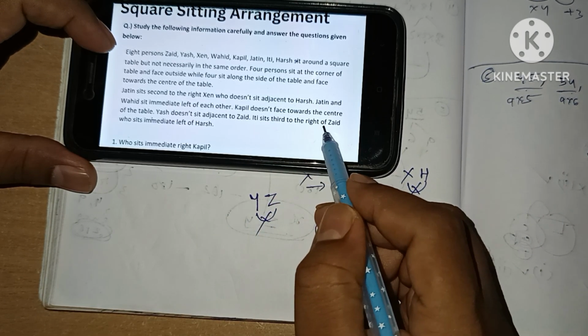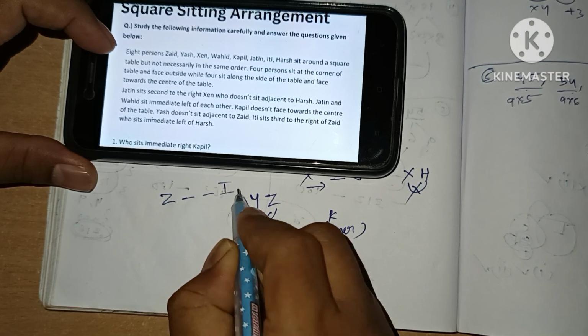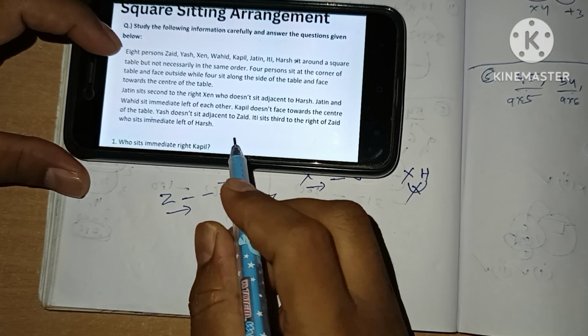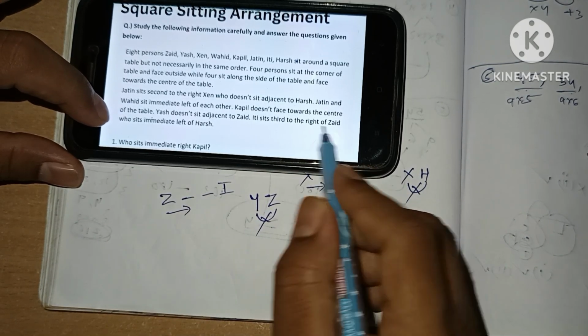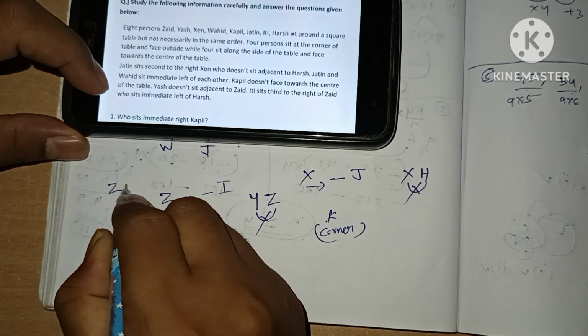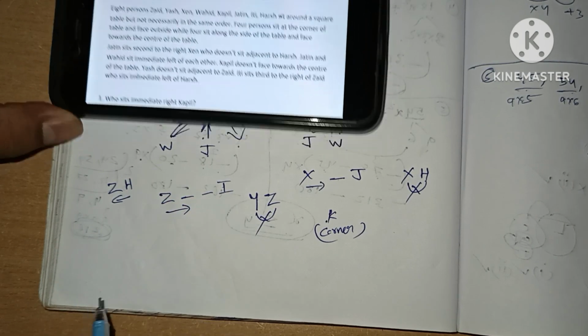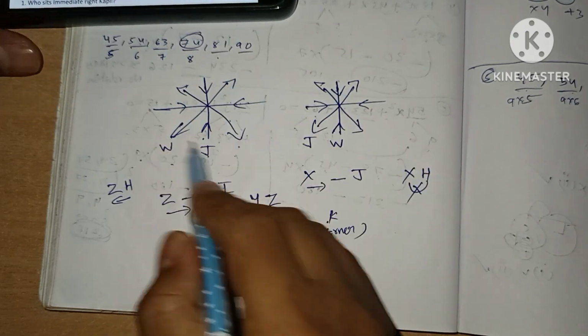Iti sits third to the right of Jaid. Third to the right of Jaid is Iti. Who represents Jaid? Jaid sits immediate left of Harsh. Z sits immediate left of Harsh. Okay, these are the rough statements. Now we need to find our solution from these statements.